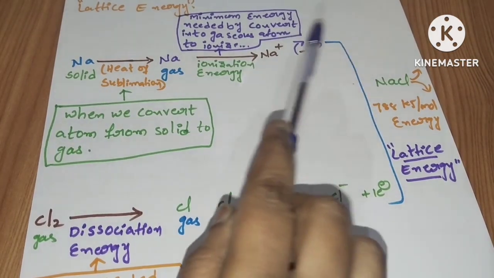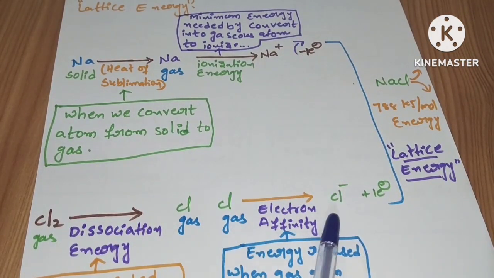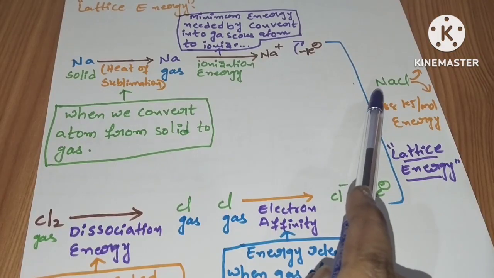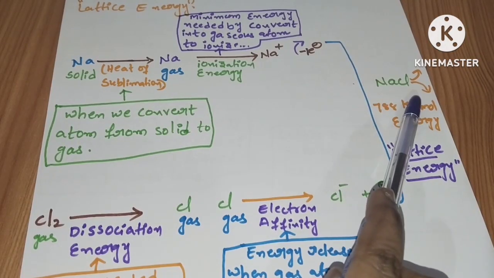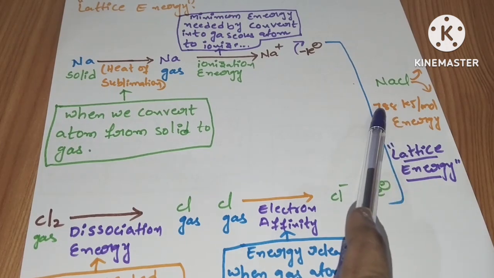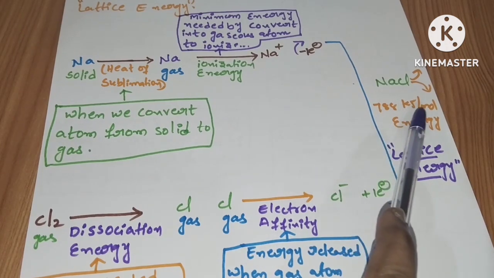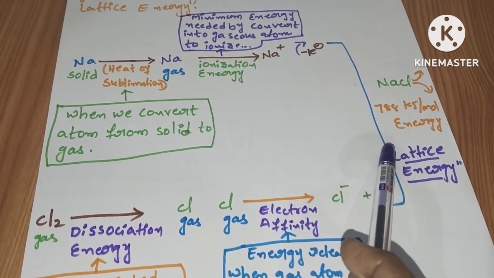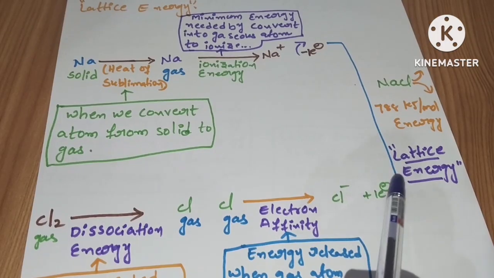Now when the sodium ion and chlorine ion combine together to form one mole of sodium chloride, in this last stage they release 788 kilojoule per mole energy. This energy is called lattice energy.